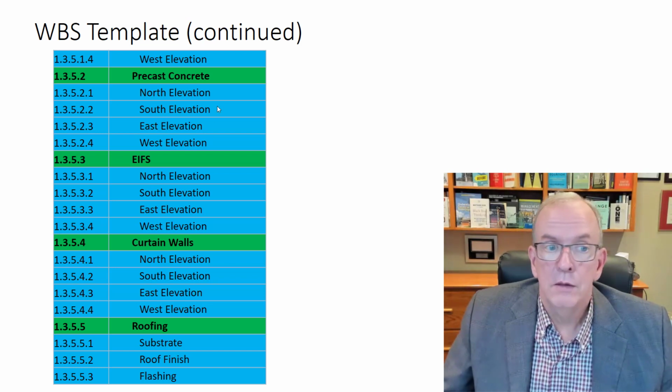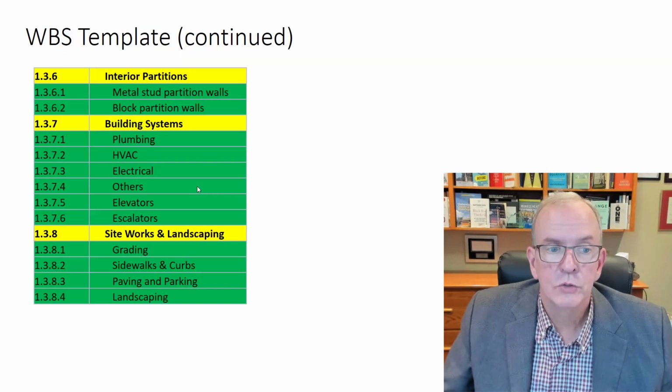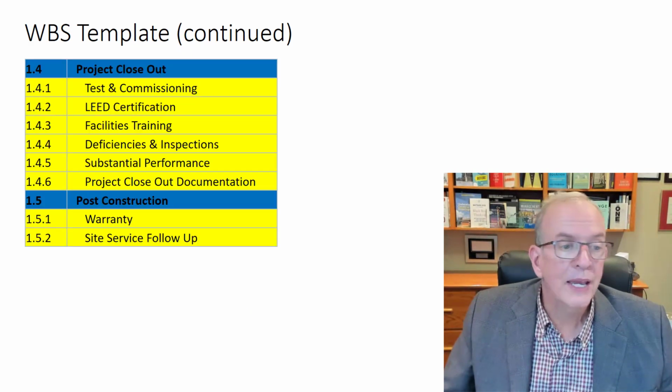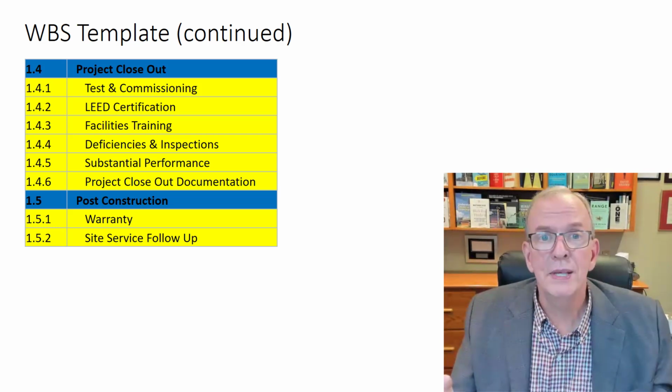And again, you may not have precast and exterior insulated finish systems on your building. Maybe it's curtain walls instead. So then you'd exclude those. You just wouldn't use them. But it does give you a pretty good way of breaking down your project and following it through from that perspective. So work breakdown structure, it helps to ensure that you don't miss stuff.